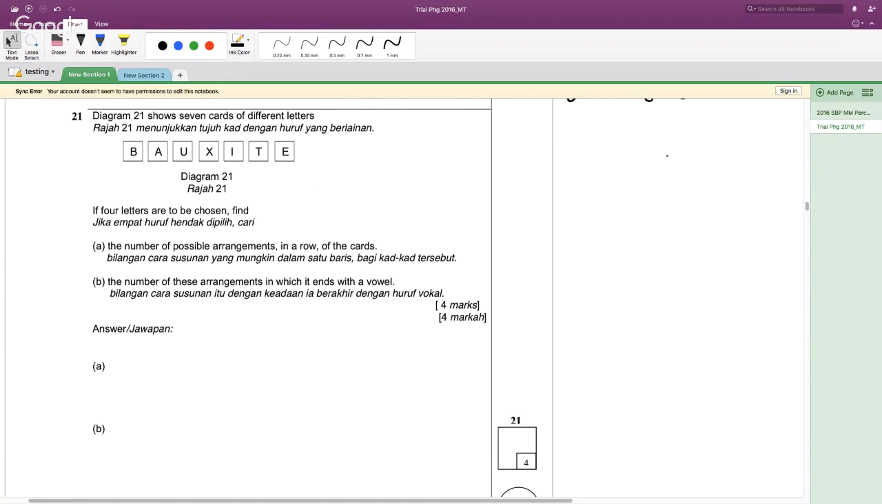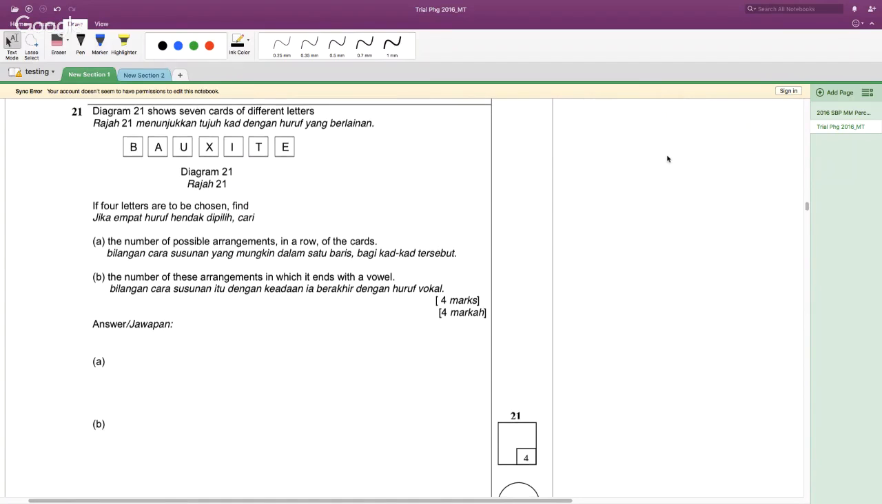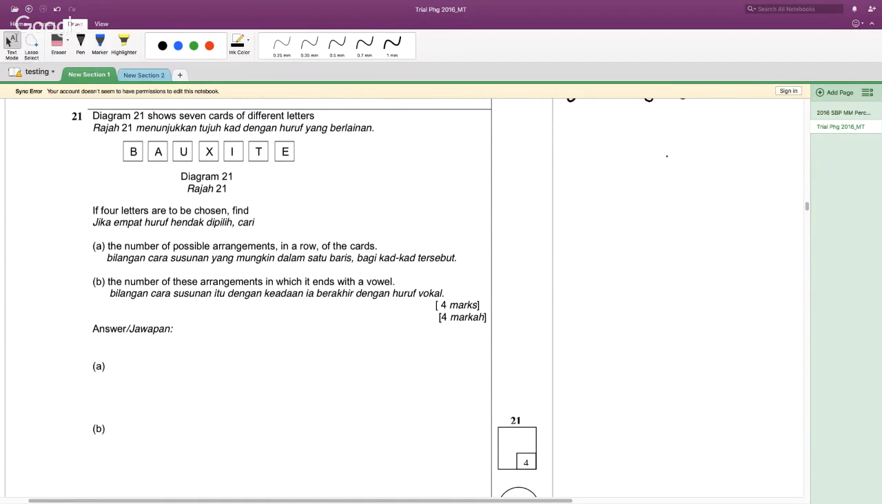Okay, let's come to question 21 here. For diagram 21, it shows 7 cards, each with a different letter. If 4 cards are chosen, find the number of possible arrangements. Arrangement is a very important keyword here because it's trying to tell you this is permutation. So in a row of the cards, it's very easy. If you have 7 cards and you want to choose 4 cards, it's just 7P4. I guess it's 840.